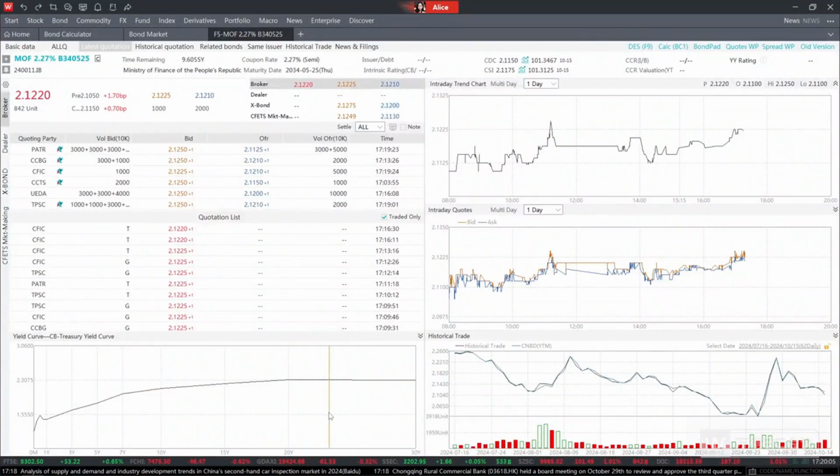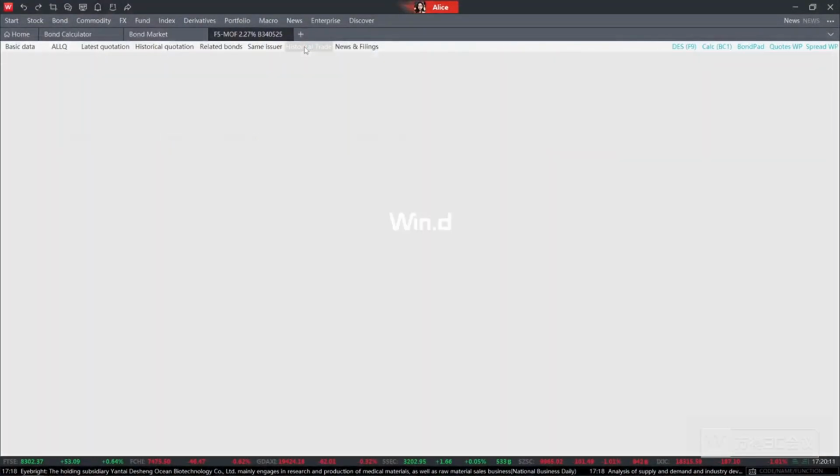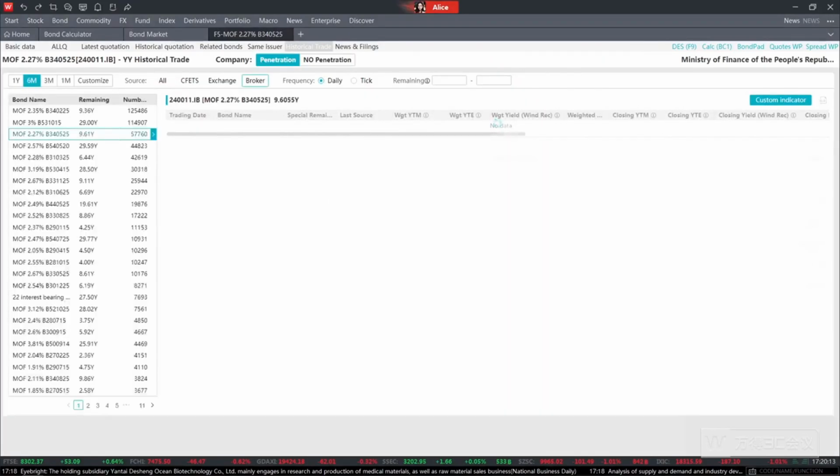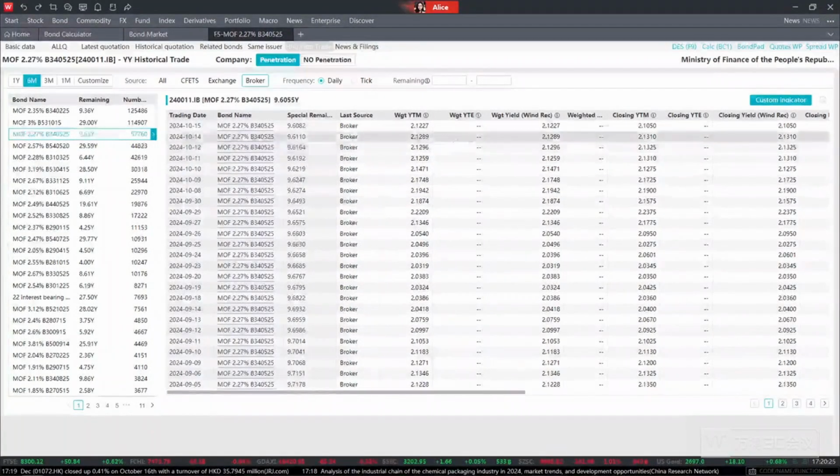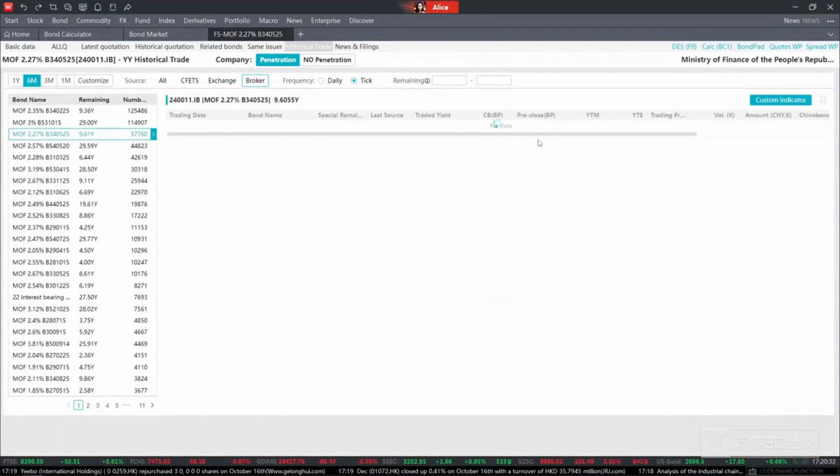In addition to the latest data, we want to take a look at the historical trade. So we can just click the historical trade over here. Then we can find the historical data as you want. The trader can review the main body transaction in the various markets today. We provide the daily data, and the tick data of these bonds can also be found over here in today's result.